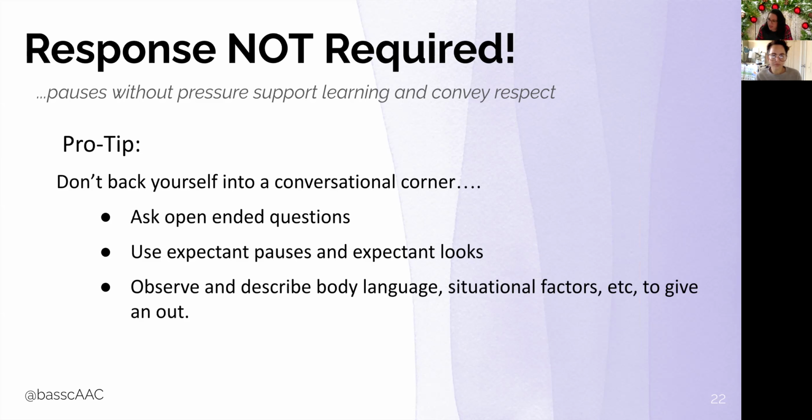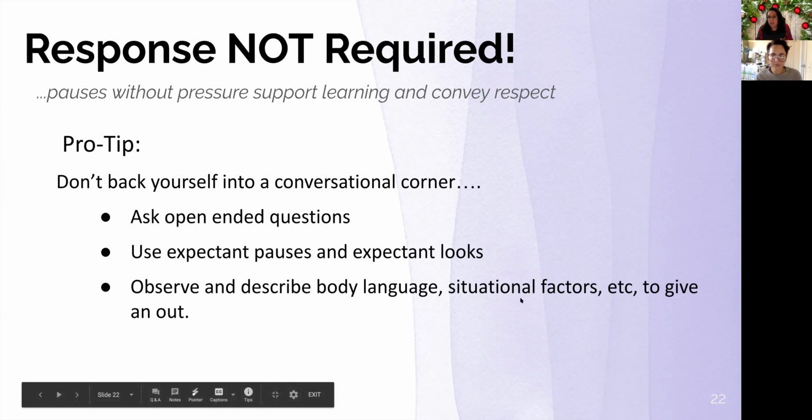Or I hear your belly grumbling. I think that you might be hungry. Are you ready for lunch? So providing that aided language input and teaching them that the signs that we see from their body language could mean these things on their device, and teaching them how to use that and to be able to communicate that in the future as well.